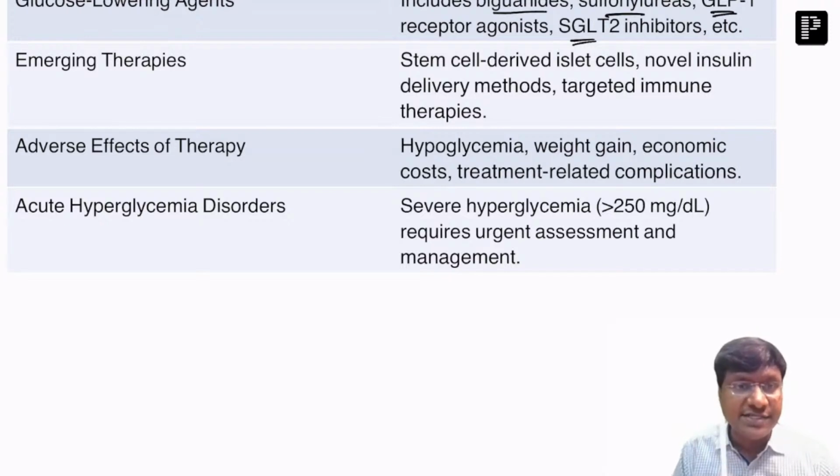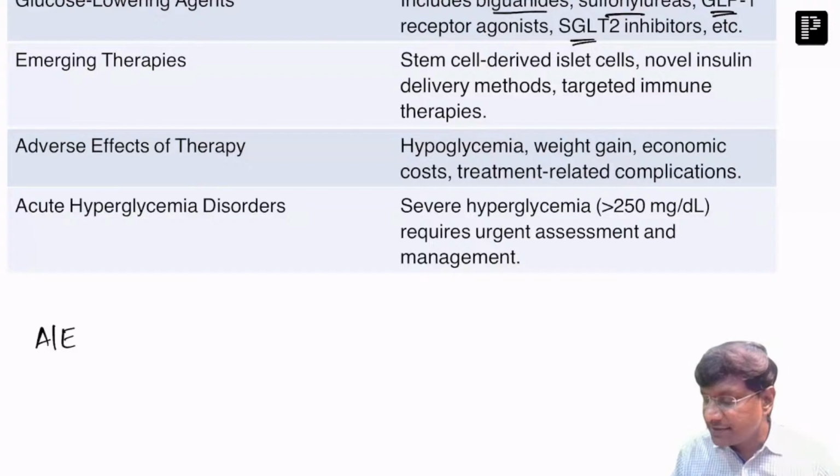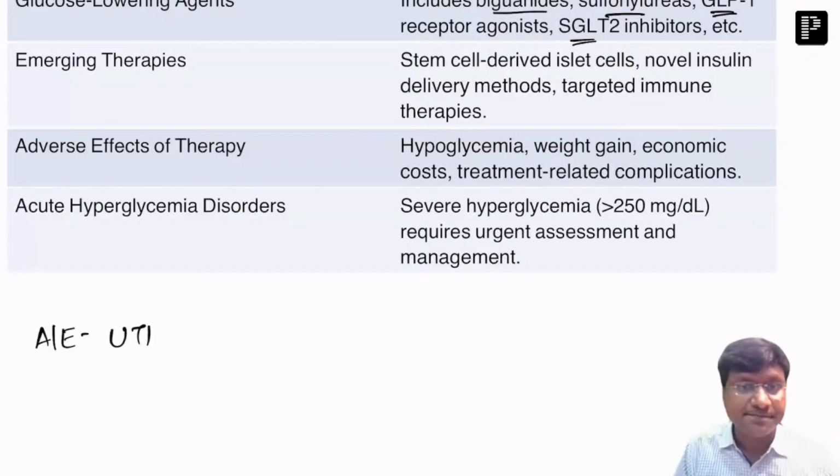And these days, the SGLT2 inhibitors have been shown to reduce mortality in patients with heart failure. That is the added advantage of the SGLT2 inhibitors. And a very important point is that SGLT2 inhibitors are associated with one very important adverse effect, that is urinary tract infection. That is about the SGLT2 inhibitors.